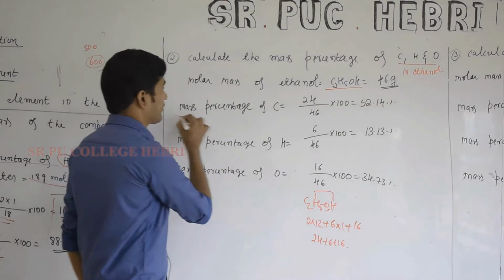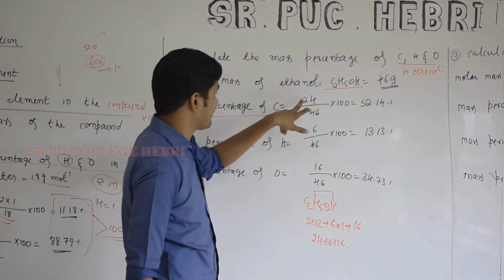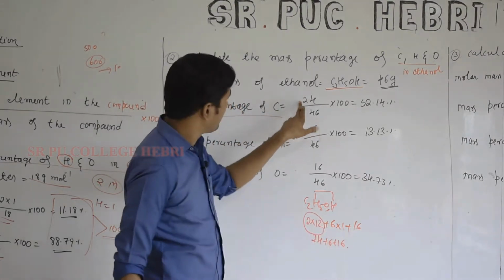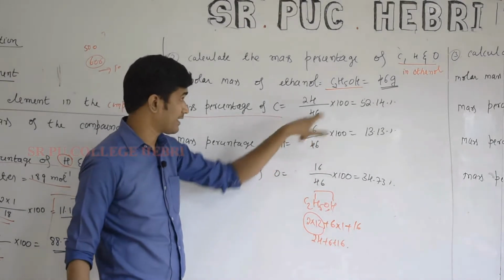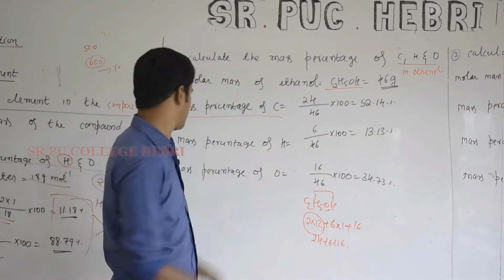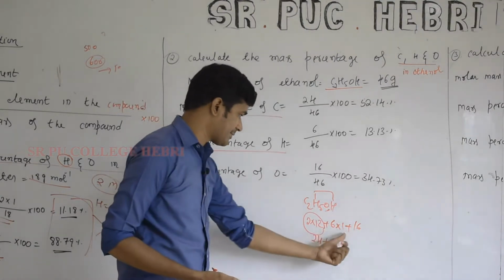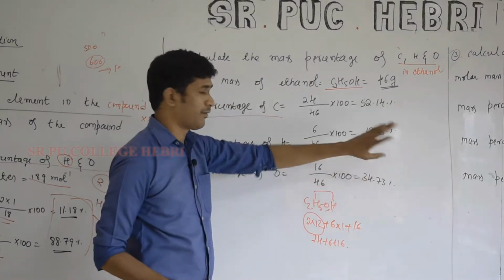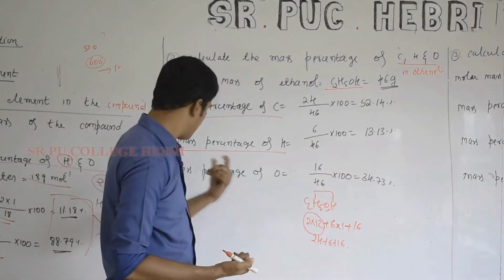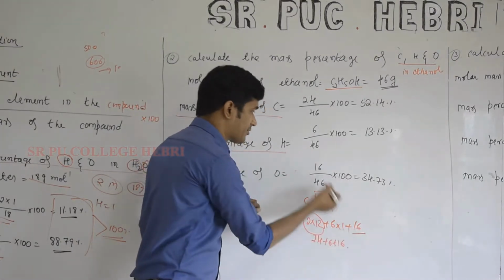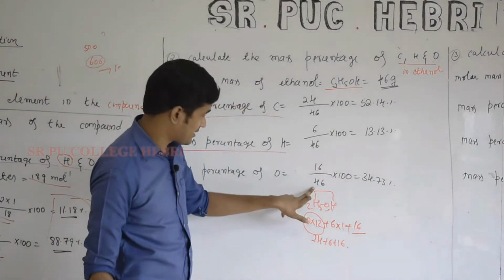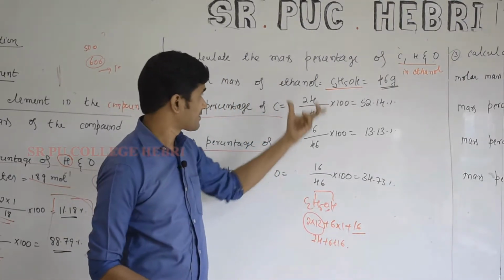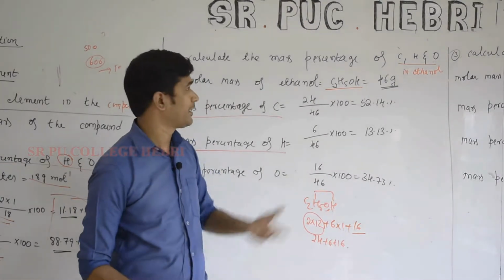So the mass percentage of carbon is equal to the mass of carbon in the compound. How much is it? 2 into 12, 24 divided by the molar mass 46 into 100, that is 52.14. Next, the mass percentage of hydrogen: 6 into 1, 6 gram divided by 46 gram into 100, that is 13.13 percent. Next, the mass percentage of oxygen: mass of oxygen 16 divided by the molar mass 46 into 100, that is 34.73 percent. Understood? This is how you calculate the mass percentage of each element in this compound.